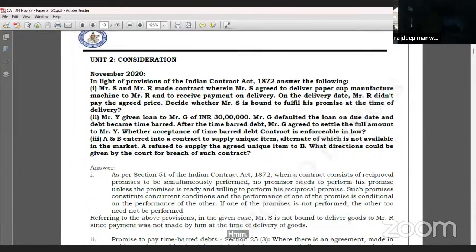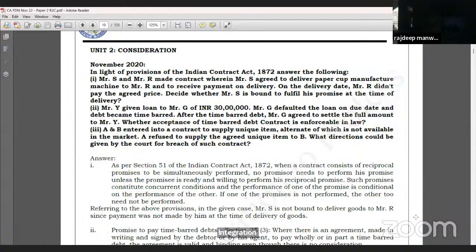Consideration, November 2020. In light of provisions of the Indian Contract Act 1872, answer the following. Mr. S and Mr. R made a contract wherein Mr. S agreed to deliver a paper cup manufacturing machine to Mr. R and to receive payment on delivery. On the delivery date, Mr. R didn't pay the agreed price. Decide whether Mr. S is bound to fulfill his promise at the time of delivery. Does he have to deliver the goods if he has not received the payment?